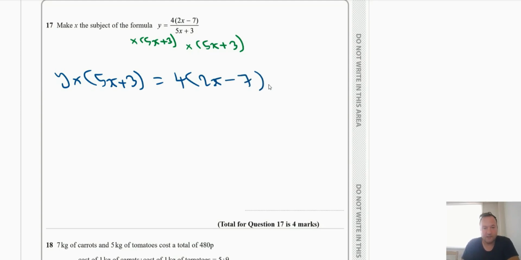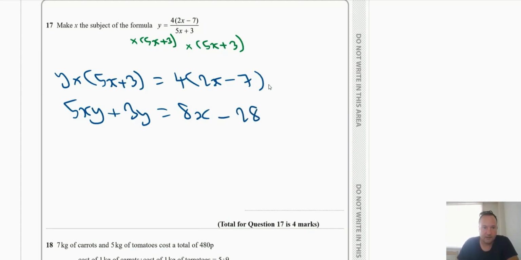Now, if you notice, we can actually multiply out all the brackets. So y times 5x is 5xy. But then we also have to remember to multiply the 3 by y, so that's plus 3y. On the right-hand side, in the same way, we've got 8x minus 28.